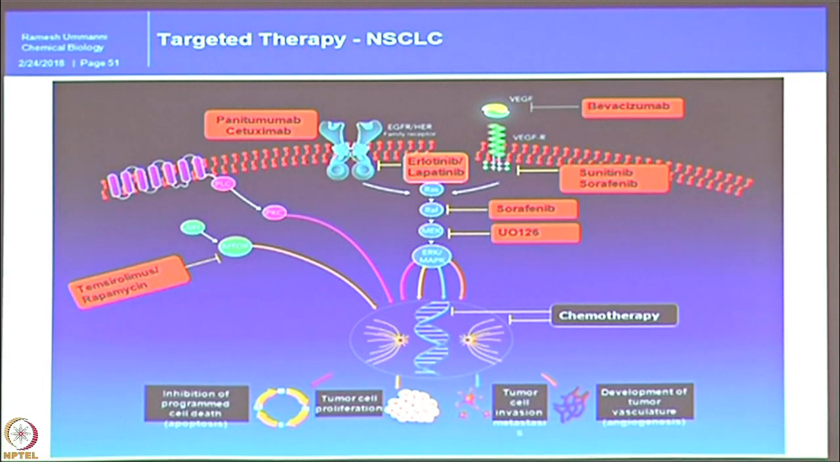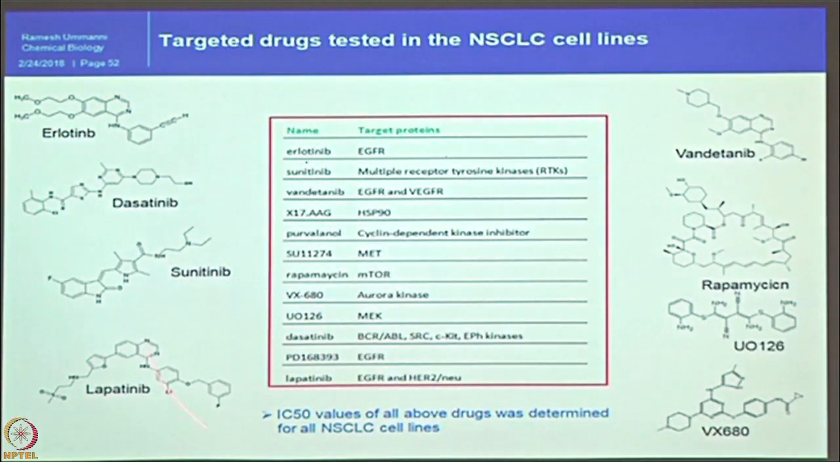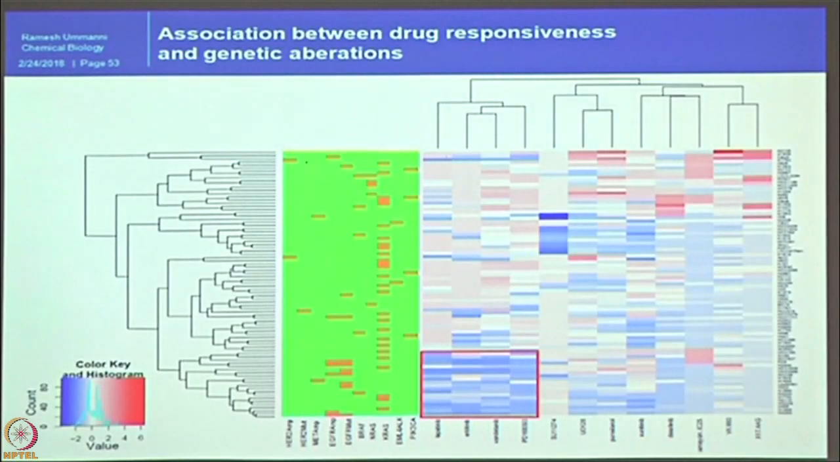Another way is targeted therapy. So we have drugs. Can we predict whether the patient is responsive or non-responsive? In that case, these are the different drugs available in the market. We have established the IC50 values for all the drugs against the 84 cell lines. Then we integrated the data using the RPPA approach. You can see a nice cluster here.